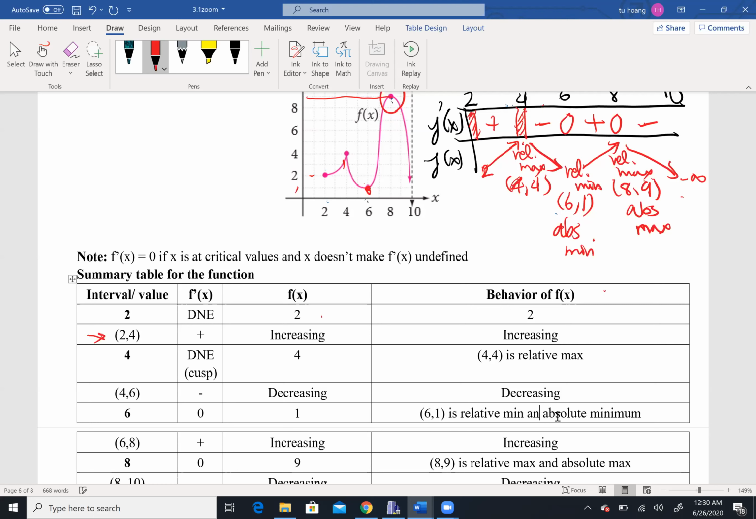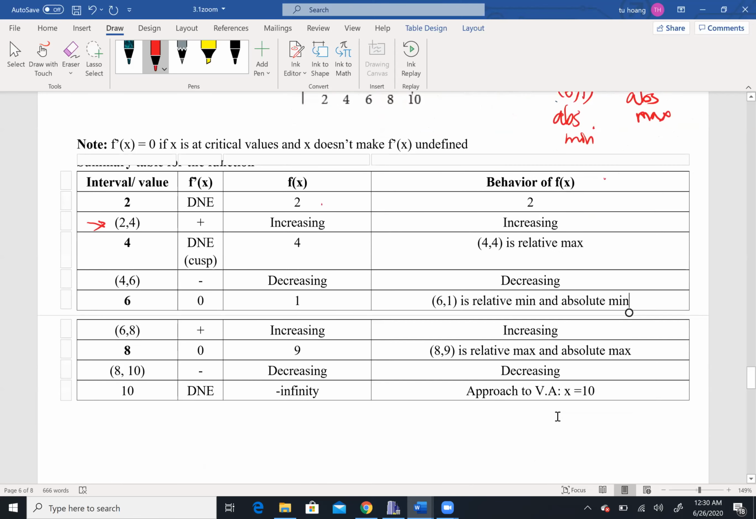Let me just make it shorter. Okay. So now the last one is the interval from 8 to 10, which is decreasing. So then f'(x) has to be negative here. See that? So then the behavior of f(x) has to be decreasing.